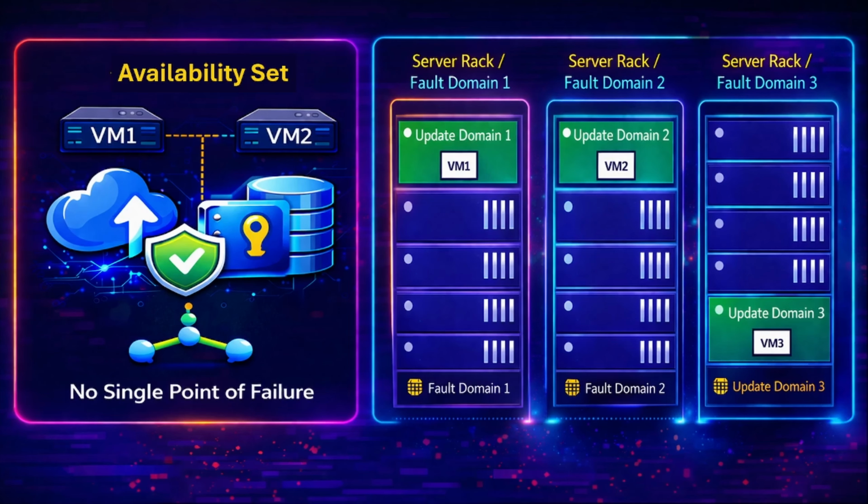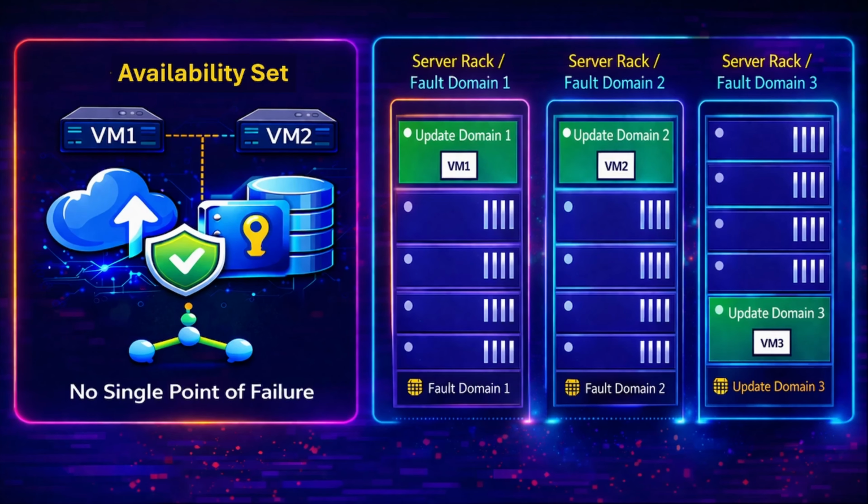The others continue running. Now let's talk about update domains. Update domains are logical groups used during planned maintenance. When Azure performs updates, it does not update all VMs at once. Instead, it updates one update domain at a time. So some VMs stay online while others are being restarted.